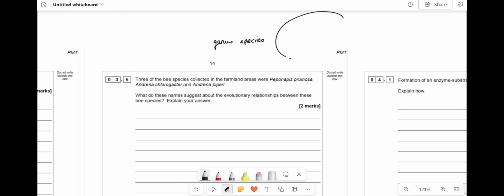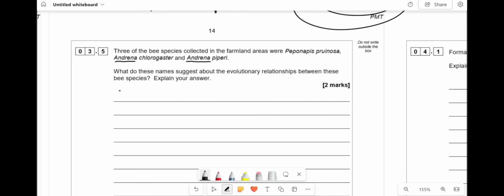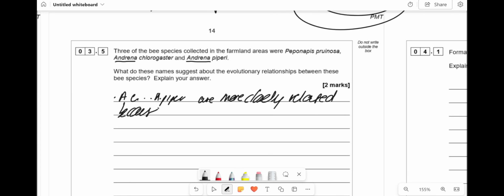So remember that this is a hierarchy: the domain, the kingdom, and so forth. Each one of them is non-overlapping within each other, right? These two have the same genus, so they must have come from a similar common ancestor. If you think about it, it's like branching off like this. Whereas this one's a different genus. So already off the bat, you can say the two in the same genus are more closely related because they exist in the same genus.